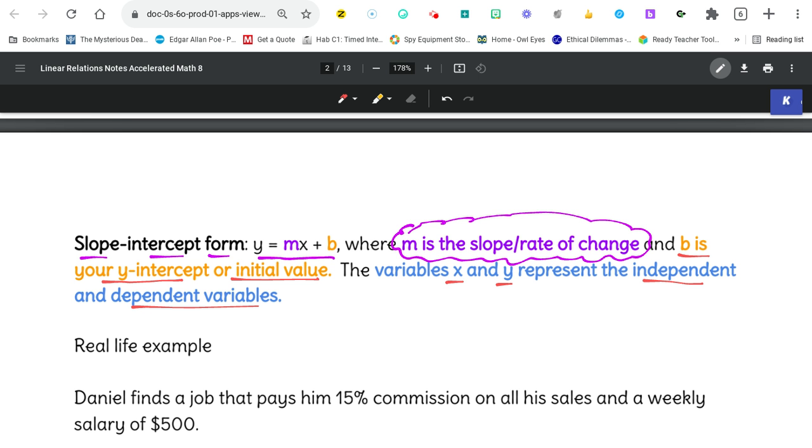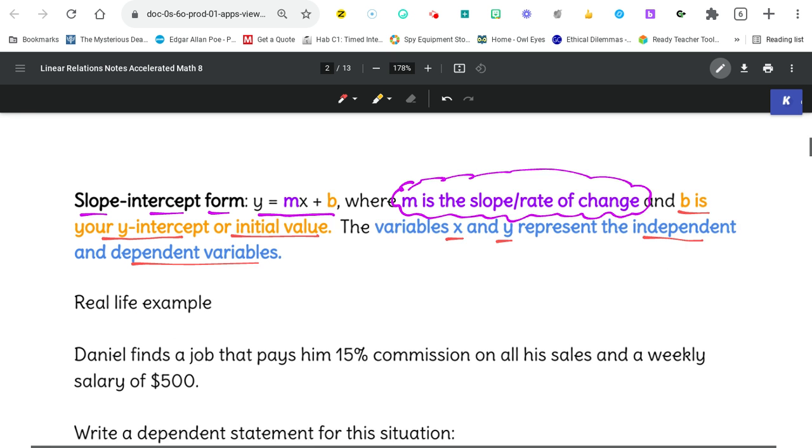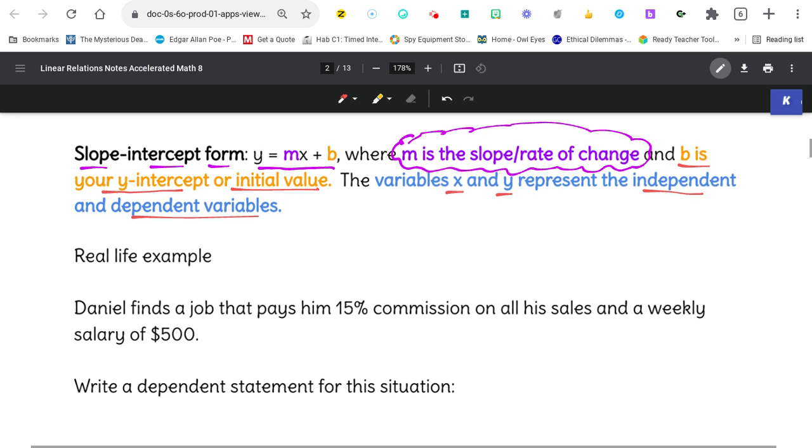Now, I know you know independent and dependent because we did it in the last unit. Remember, I told you your independent thing has to happen before your dependent thing. So the independent will happen first, and then the dependent will happen. All right, so, or you can write it what we call a dependent statement.